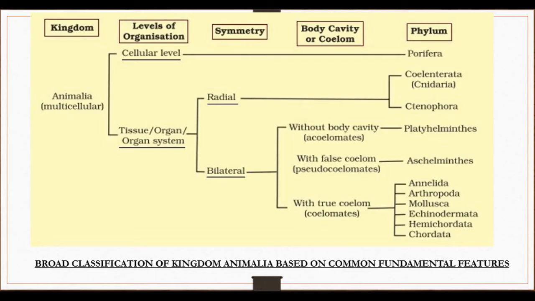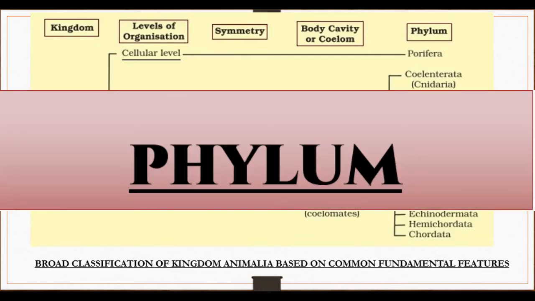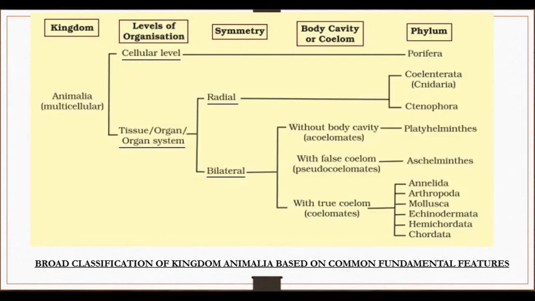And now we are going to study a new word, that is phylum. Mainly there are these phyla: Porifera, Coelenterata or Cnidaria, Ctenophora, Platyhelminthes, Annelida, Arthropoda, Mollusca, Echinodermata, Hemichordata and Chordata. So our aim is to study each of these phyla in detail.